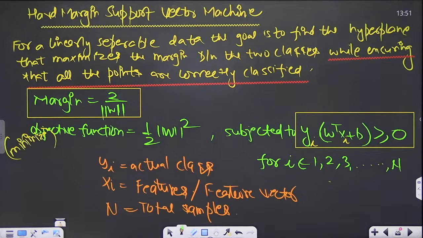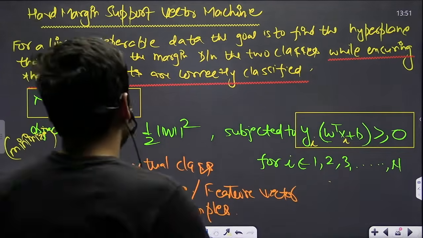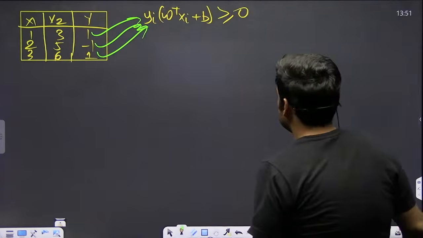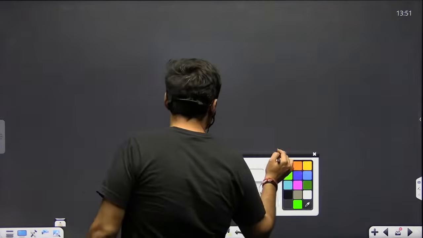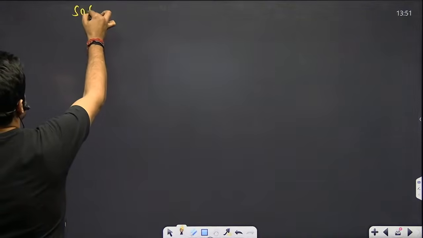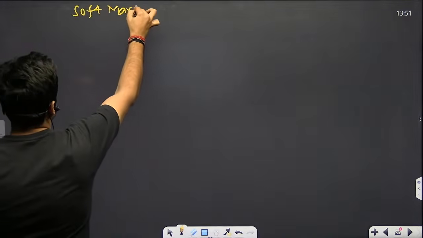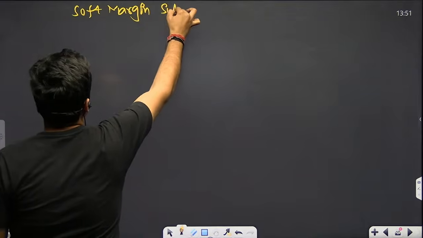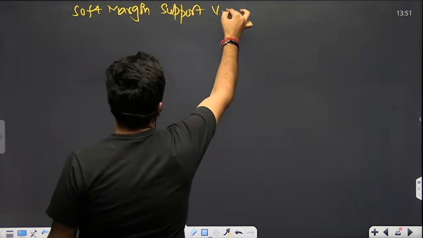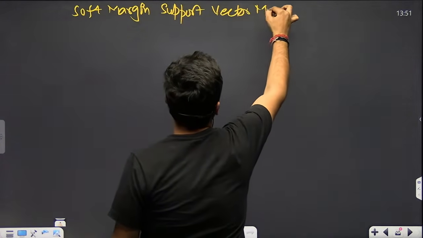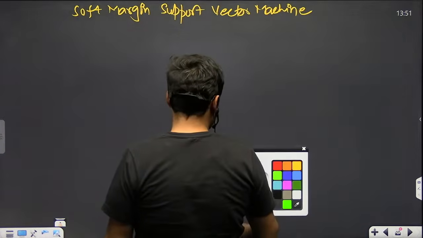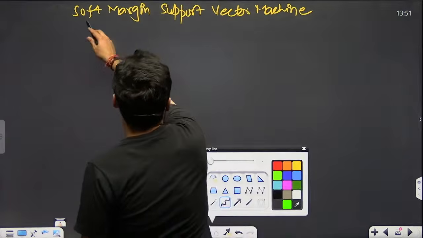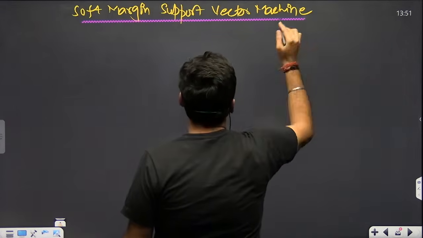Now I would show you what soft margin support vector machine is. Just try to make note of what exactly soft margin support vector machine is. Soft margin support vector machine.